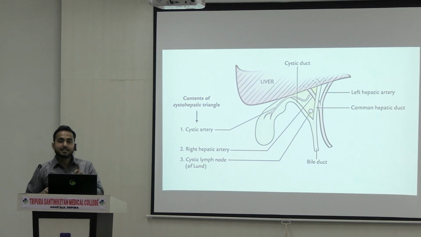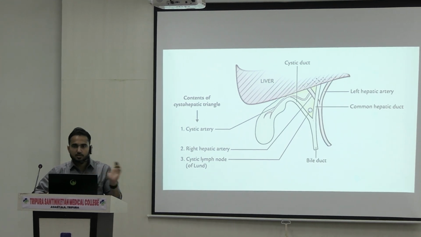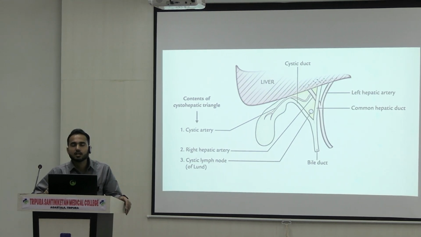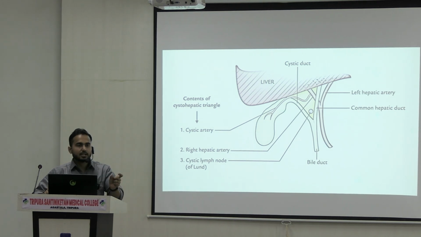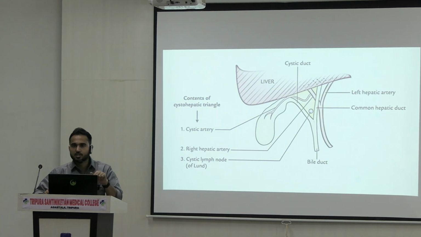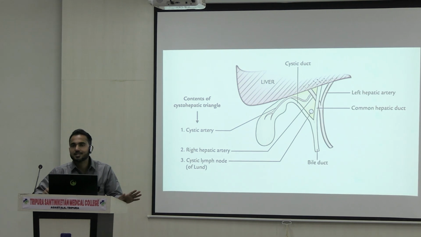And as I said, variations are there. I will show you the different ways the cystic artery travels in order to supply the gallbladder. So identifying the variation and ligating the cystic artery is very important in Calot's triangle while doing the cholecystectomy. Cholecystectomy is the surgical removal of the gallbladder.